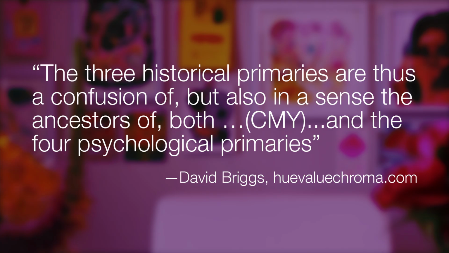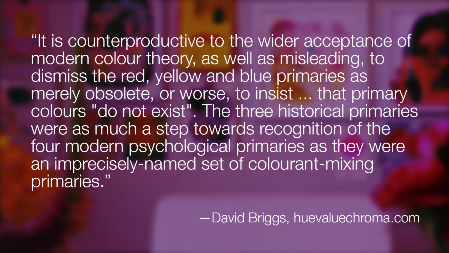The three historical primaries are thus a confusion of, but also in a sense, the ancestors of, both CMY and the four psychological primaries. It's tempting to say that RYB doesn't deserve to be on this list considering how wrong and outdated it is, but as David Briggs so aptly put it, it is counterproductive to the wider acceptance of modern color theory, as well as misleading, to dismiss the red, yellow, and blue primaries as merely obsolete or, worse, to insist that primary colors do not exist. The three historical primaries were as much a step towards recognition of the four modern psychological primaries as they were an imprecisely named set of color mix-in primaries.